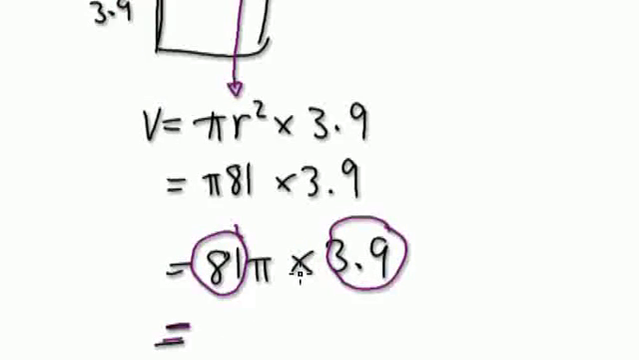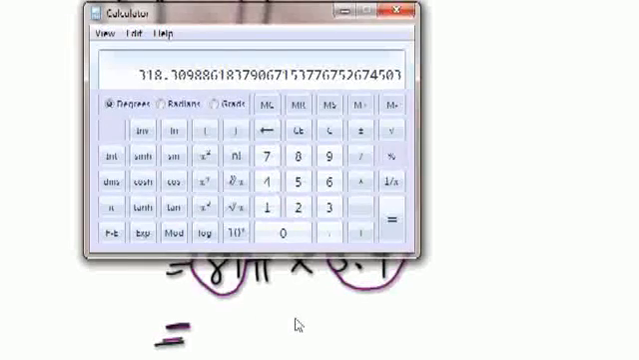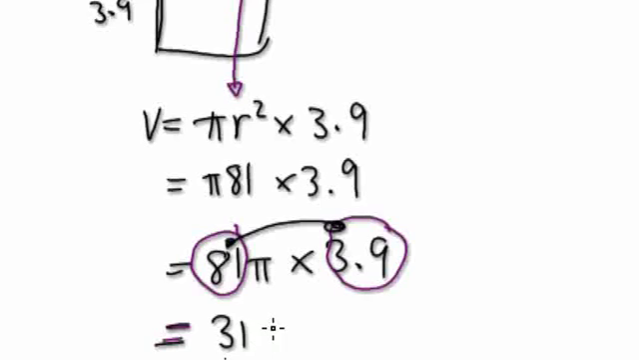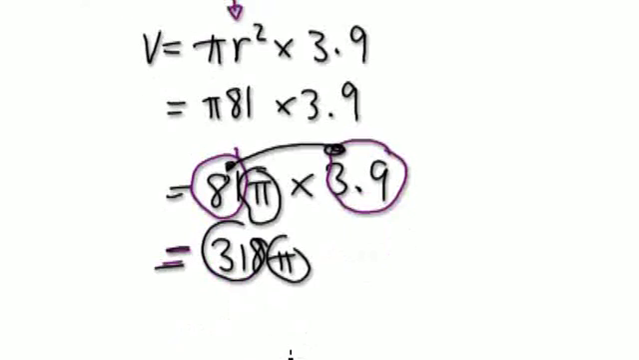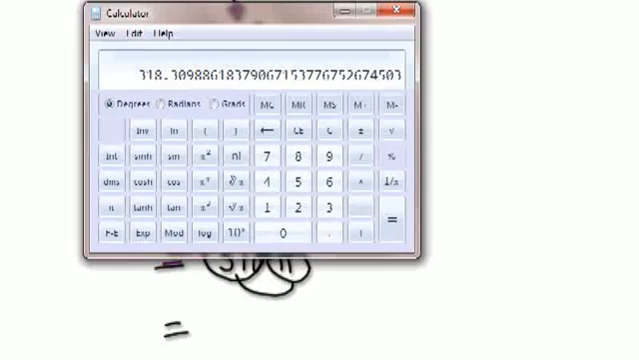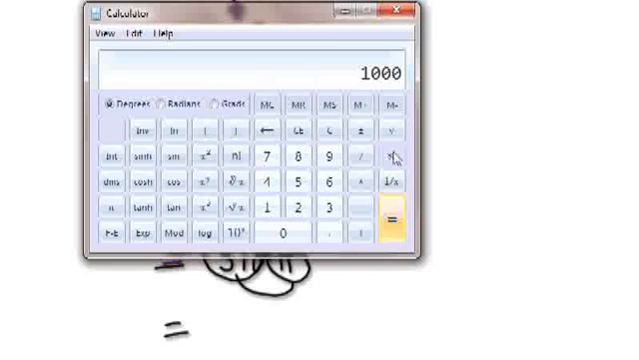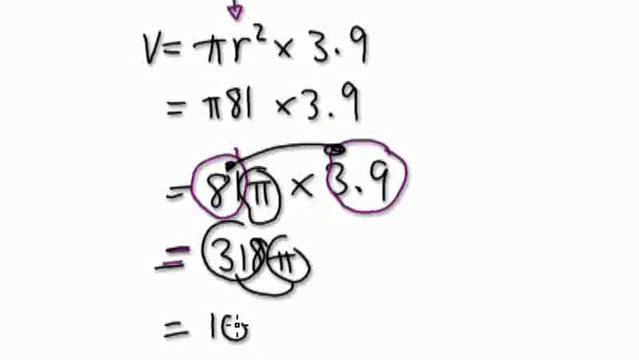So we are merging this bubble with this bubble here, and it comes to roughly 318. And then we've got this pi here. If we get this times pi, that equals back to 1,000.